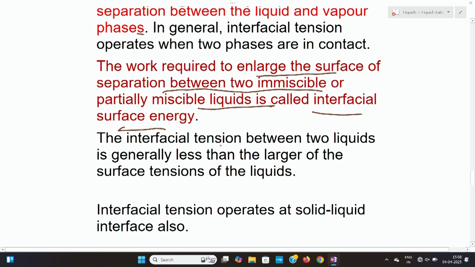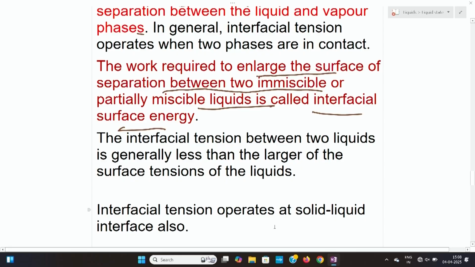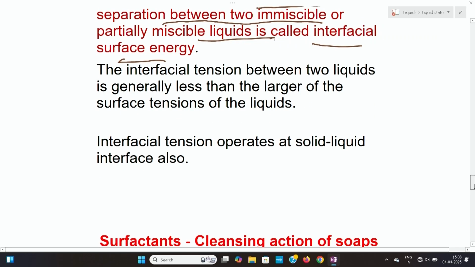This interfacial tension is less than that of the surface tension. This interfacial tension also operates in solid and liquid interfaces. This is about interfacial tension. So, interfacial tension is the tension which occurs at the surface of the liquid when the liquid and vapor phases come in contact.